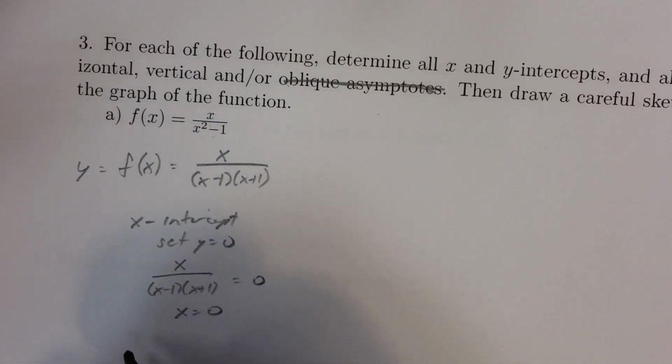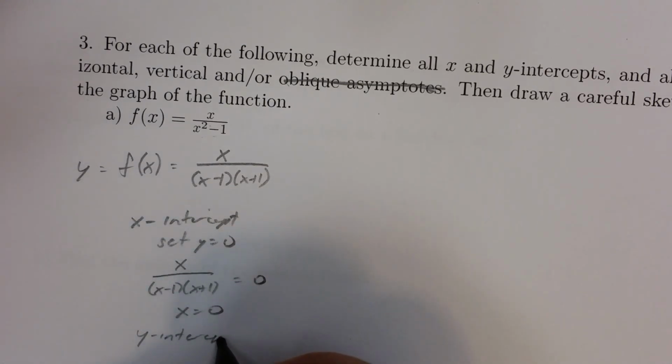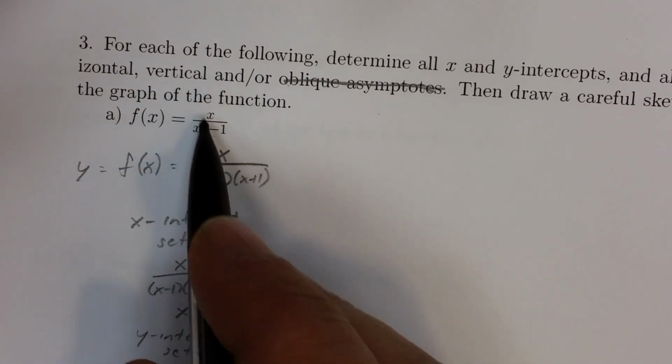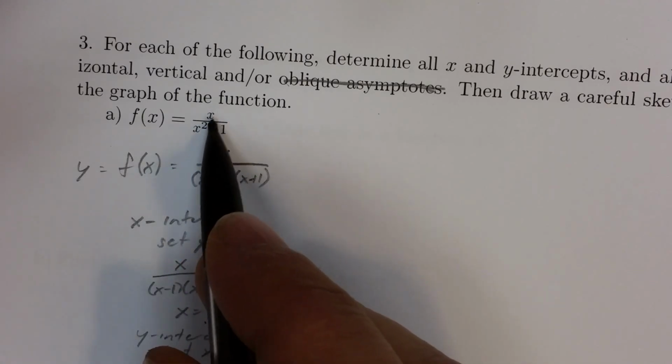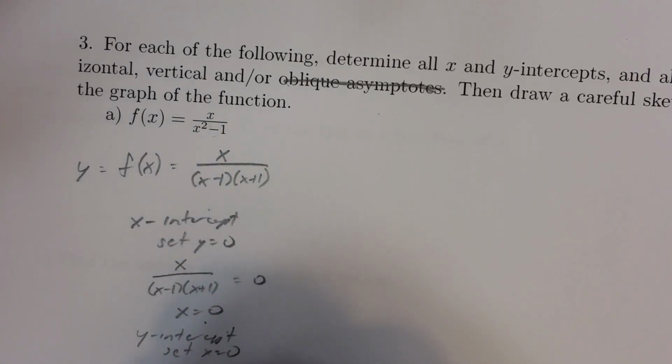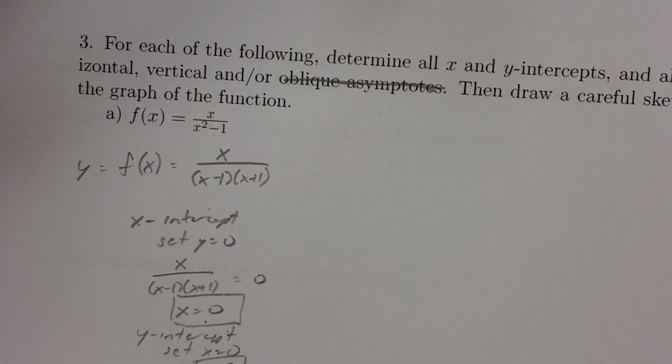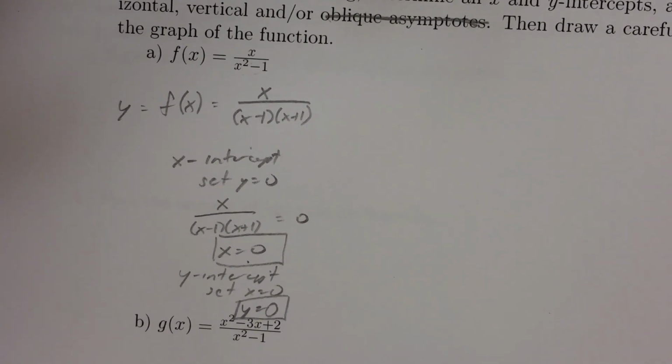For the y-intercept, that's even easier. We'll set x equal to 0. If I set x equal to 0 in this whole thing, I have 0 over negative 1. I end up with y equals 0. So this thing crosses the x-axis at x equals 0, and it crosses the y-axis at y equals 0.